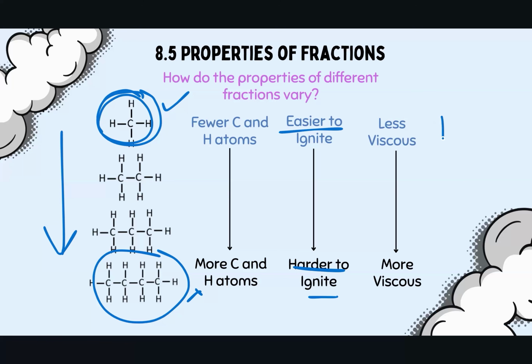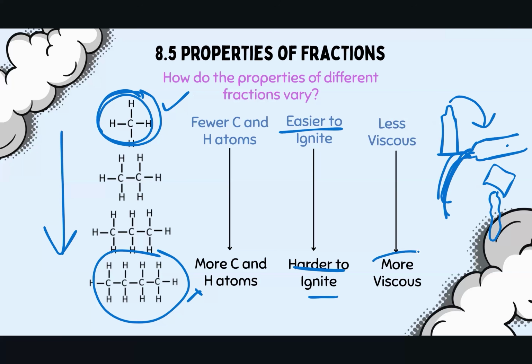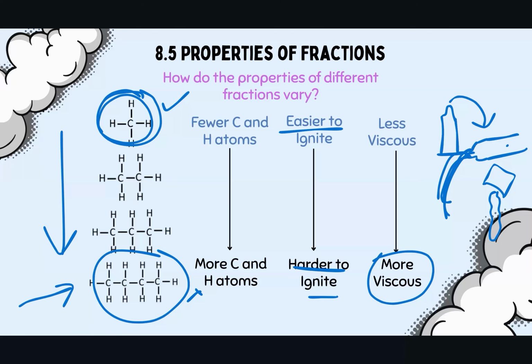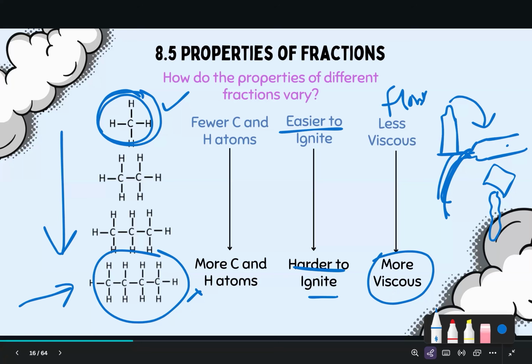Viscous is like a bottle of water. If I open that bottle of water, and I turn the bottle upside down, all the water will just flow right out. If I have a jar of honey and I turn that jar of honey upside down, all the honey will flow out, but slowly. So that means honey is more viscous. So the bigger the molecule, the more viscous it is. The thicker it is, the more slowly it flows. So less viscous means it flows easily. More viscous means it doesn't flow as easily.